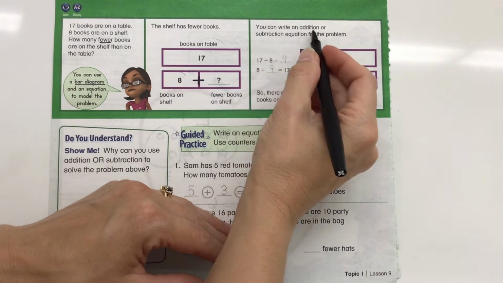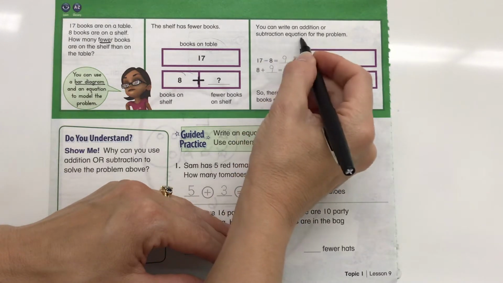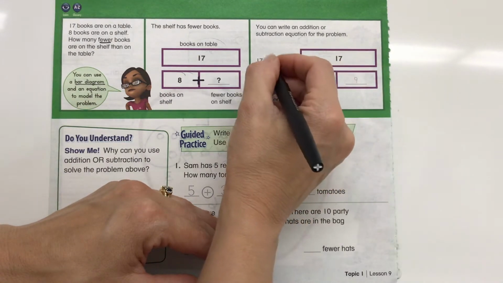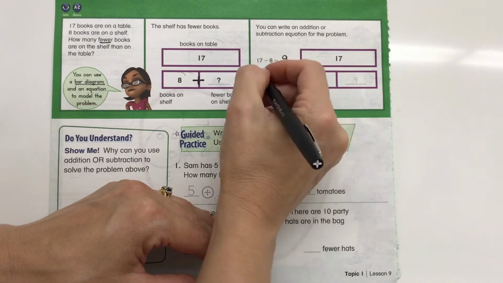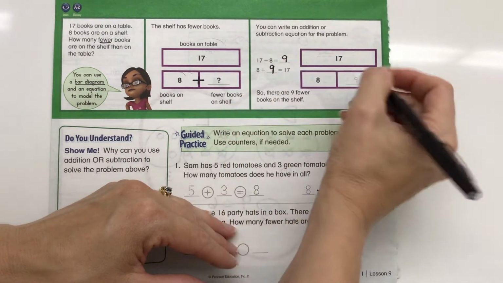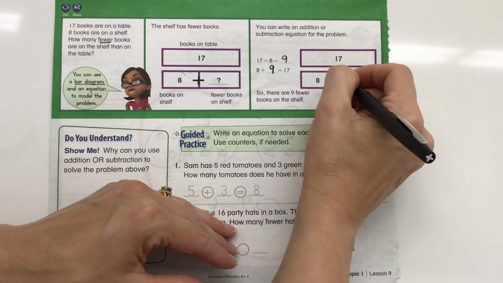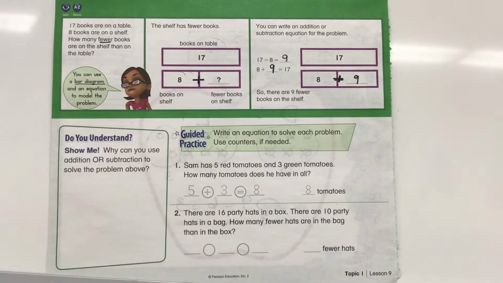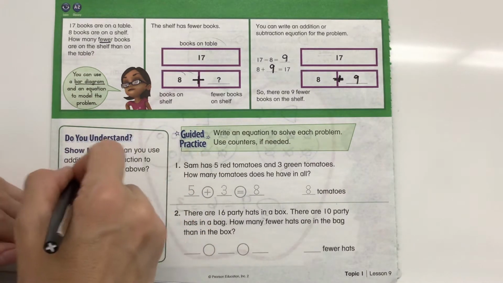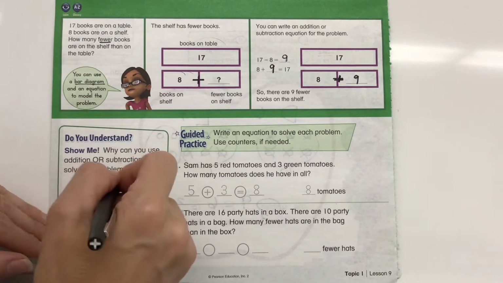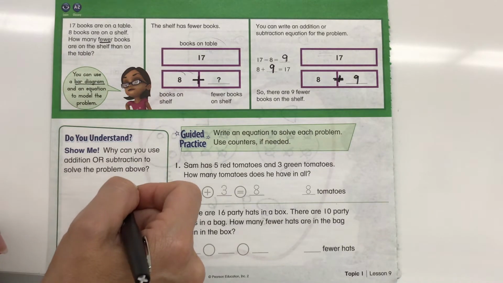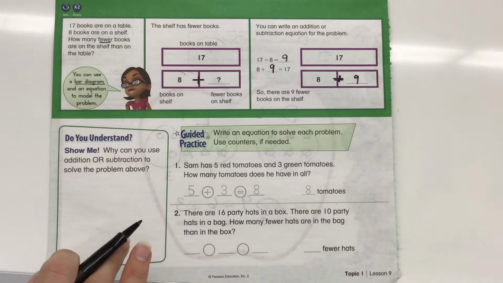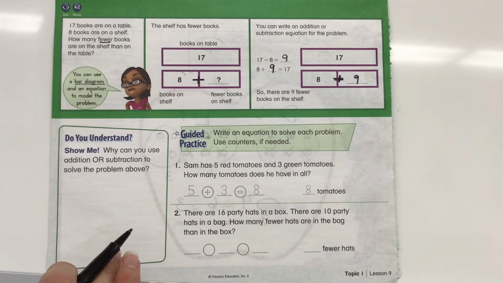So you can write an addition or subtraction equation for the problem. 17 minus 8 is 9, so 8 plus 9 equals 17 because we're adding these two together, okay? Do you understand? Show me. Let's take a look at this one. Why can you use addition or subtraction to solve the problem above? Well, that's interesting. You can do it however you'd like to. Why can you choose addition or subtraction?